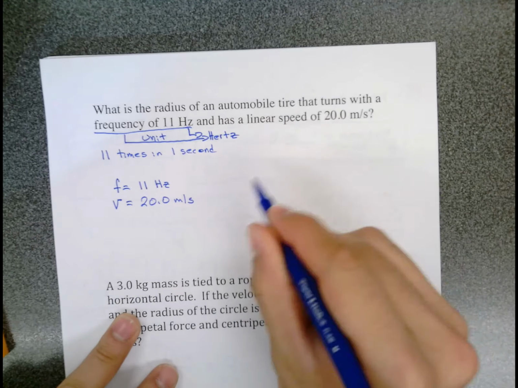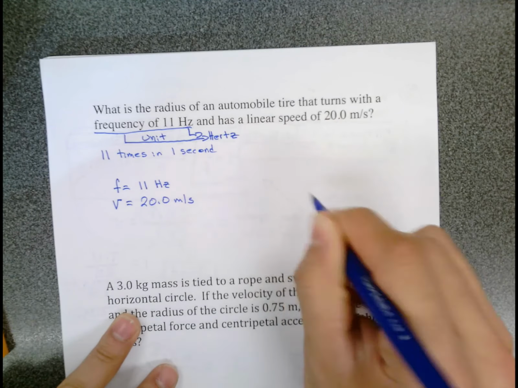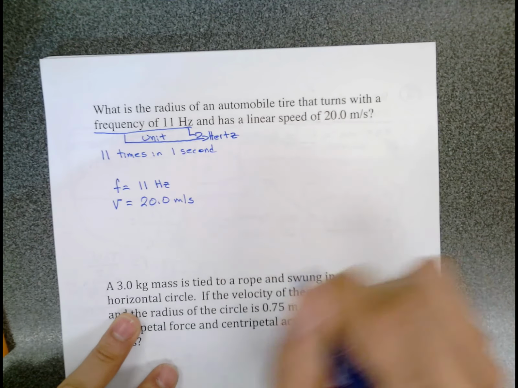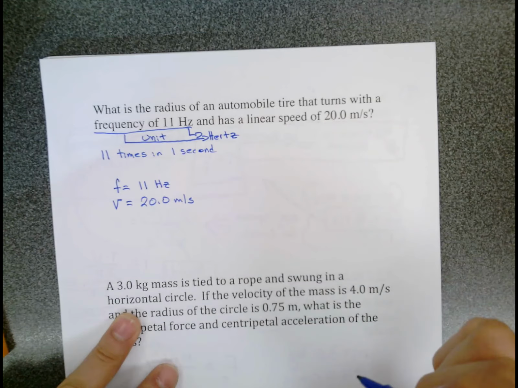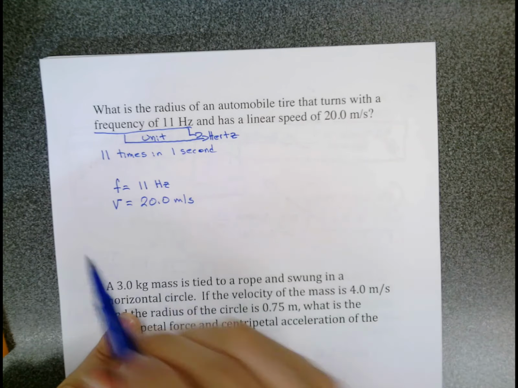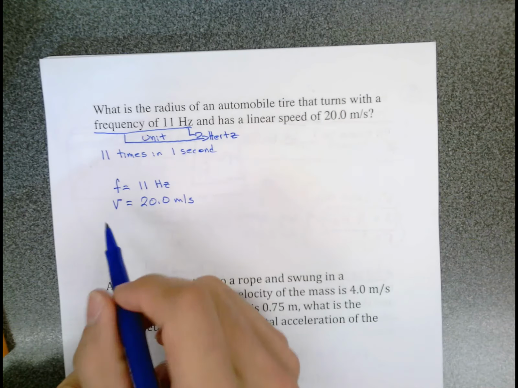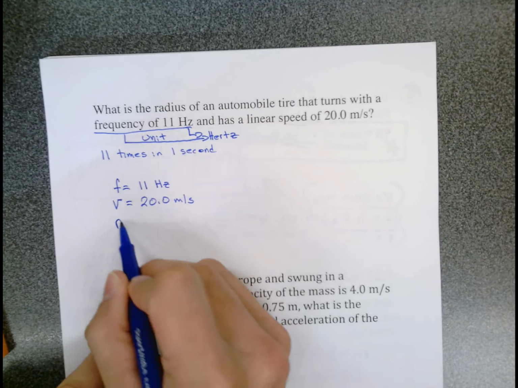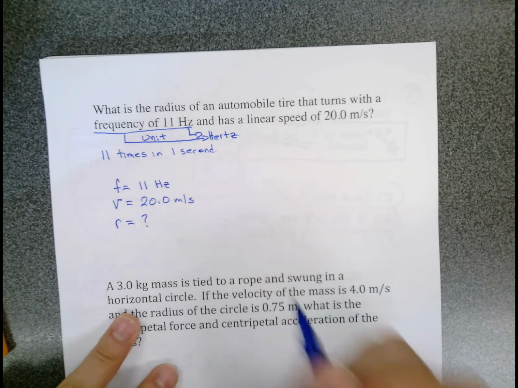So this kind of makes sense. A tire is spinning around in a circle. There is some speed to it, and it'll also tell us how many times around in a circle in 1 second. What the question asks is, well, now how big is this circle? How big is this tire? By asking what is the radius. So r is equal to question mark.